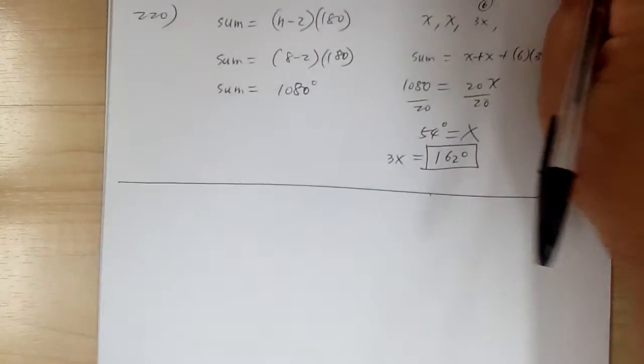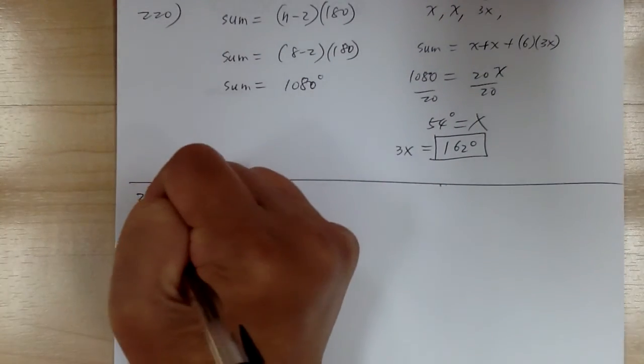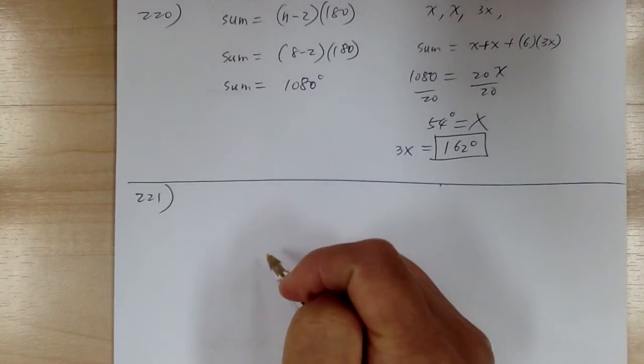Okay, let's go to 221. Two congruent regular 20-sided polygons.